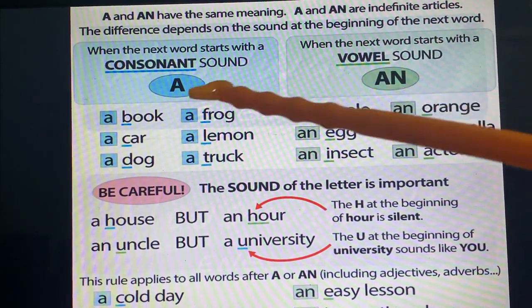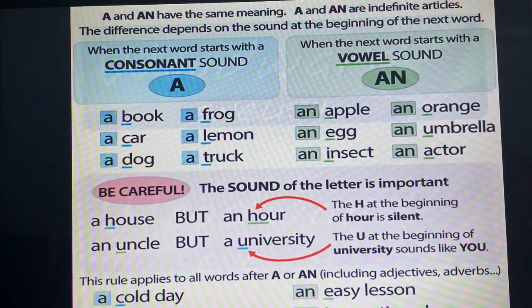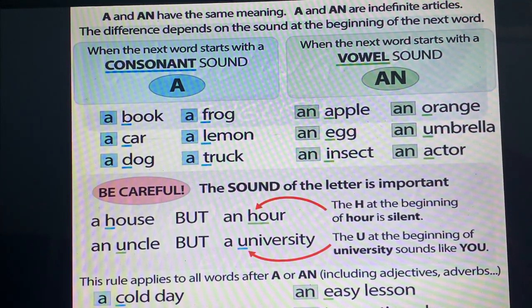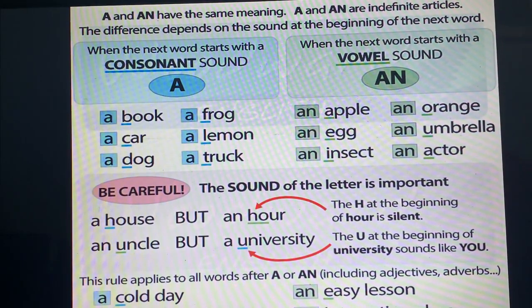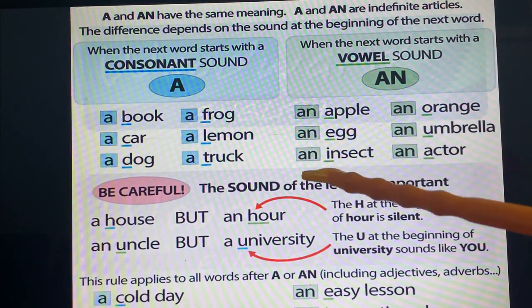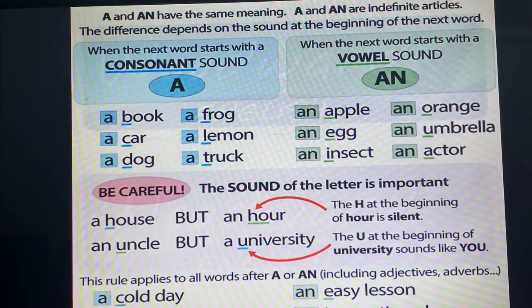For example, a book, a car, a dog. These are consonants. Sound you have to check. A frog, a lemon, a truck. Fine? Are you getting it? Always focus on the sound, not the letter. An apple, an egg, an insect, an orange, an umbrella, an actor.